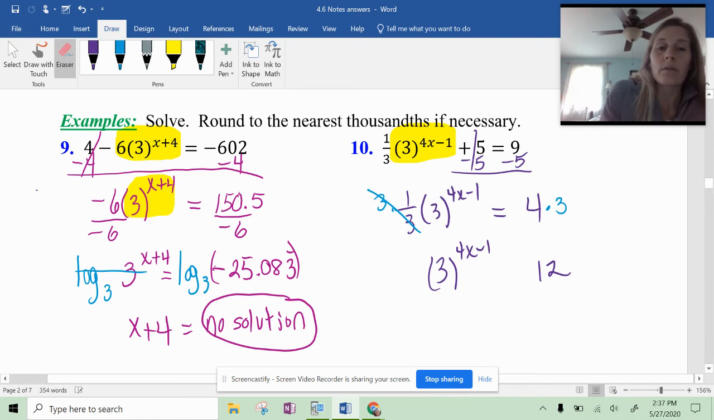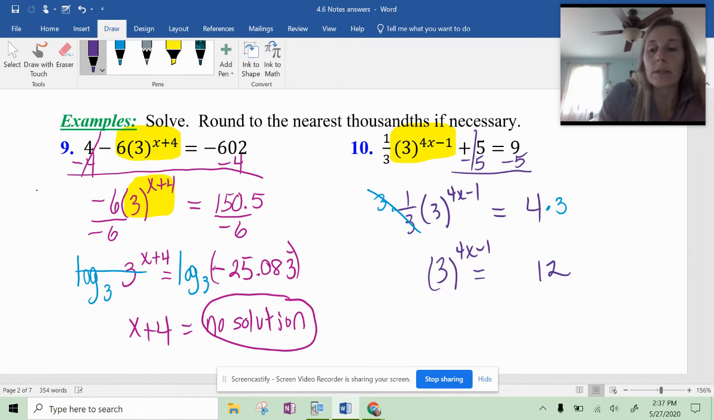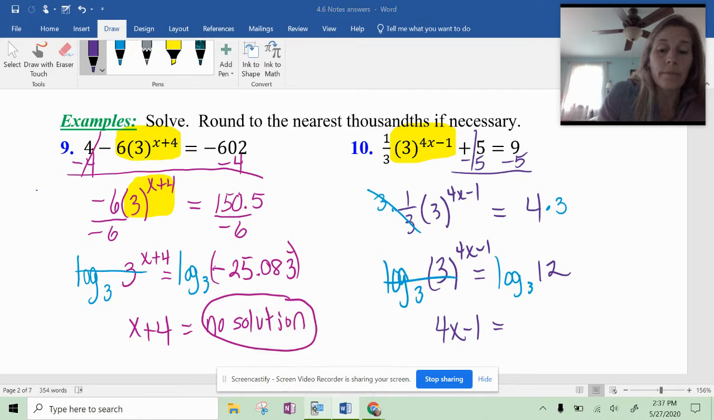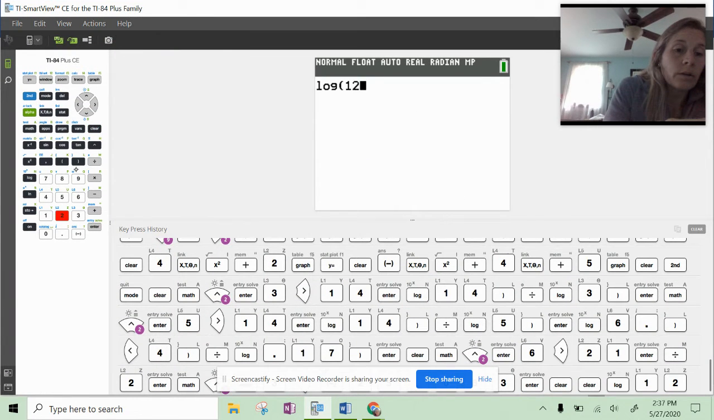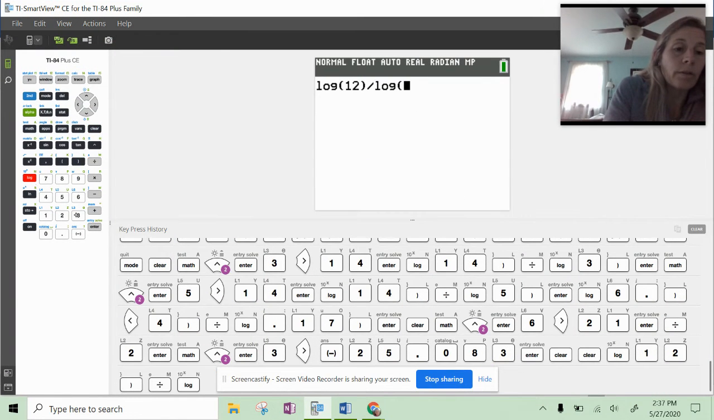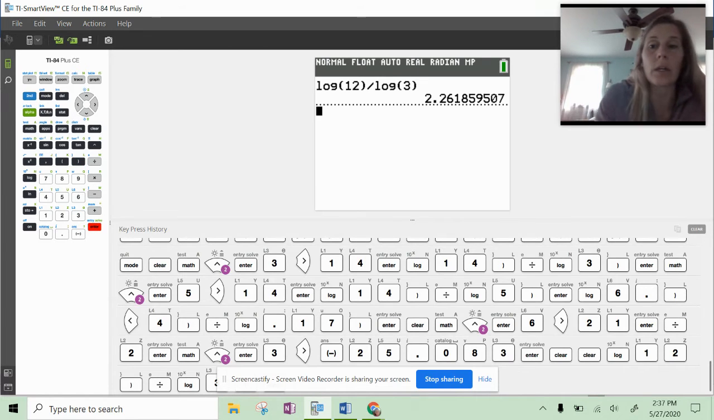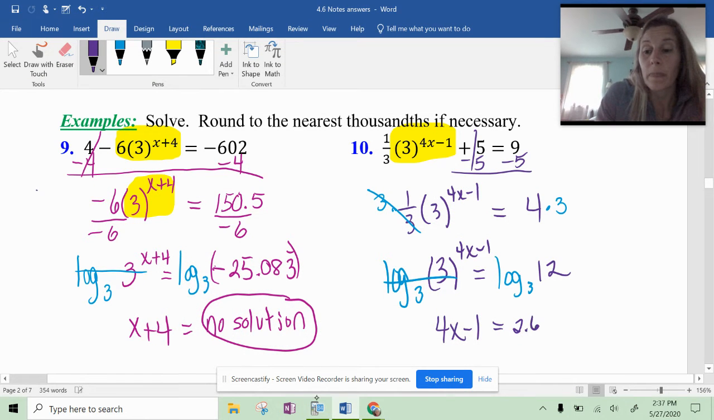Now 12 cannot be written as 3 to some power, so I'm going to log both sides. Log base 3, log base 3. So now I have 4x minus 1 equals log base 3 of 12. I can do log 12 divided by log 3 if I'm using change of base, or you could just put it into your calculator using that log base key. So 2.262.